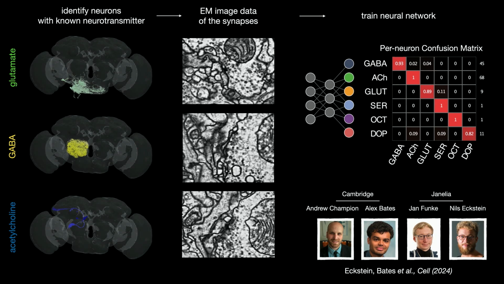So Alex went in and essentially collected this ground truth data set for neurons where we know the neurotransmitter based on past literature, and then identified those neurons in the EM. And then Jan Funke, who's at Janelia, and his then PhD student, Niels Eckstein, took little cutouts around the individual synapses from the EM image data and trained a neural network on it. And you can see it from the confusion matrix, right? It just works. To everyone's surprise, or at least to my surprise, it worked really well.